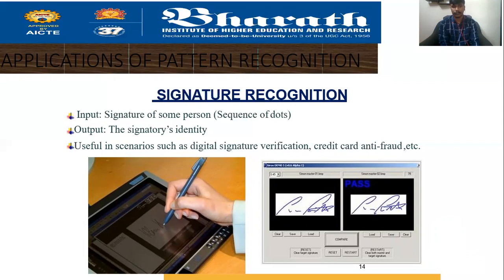And it is being used for digital signature verification in documents, in government documents or official documents and all. It is very well used, and it is used mainly for credit card anti-fraud methodologies to avoid the usage of a credit card by another person. Signature recognition is being widely used, they are saying.